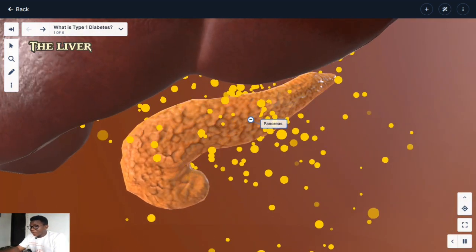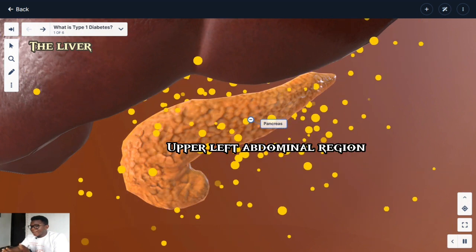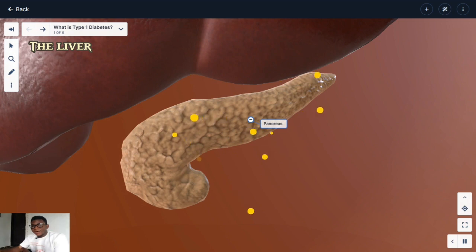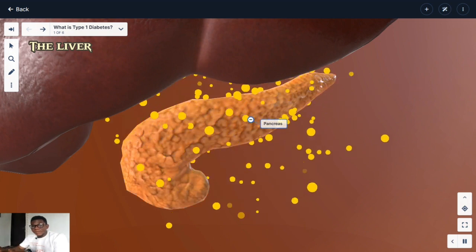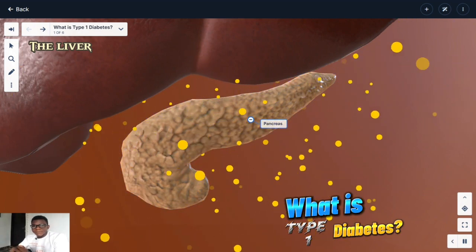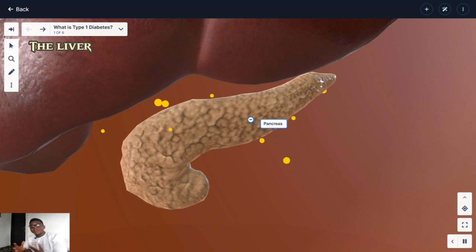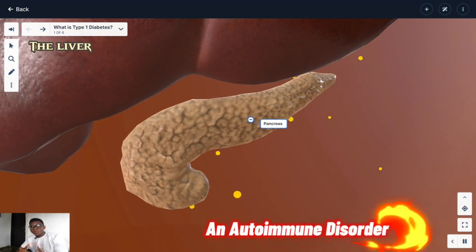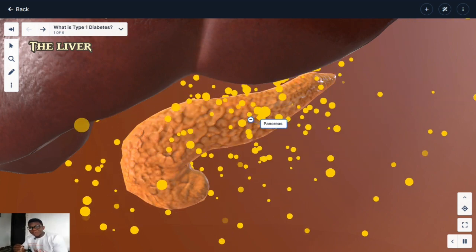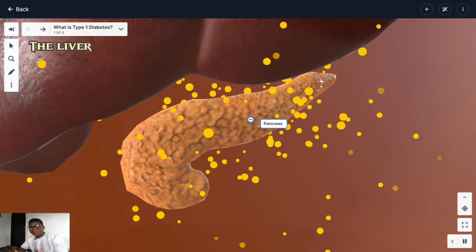This is the pancreas, located in the upper left abdominal region, sitting just below the liver. Now, this brings us to the focus of this video, which is what is type 1 diabetes? Well, it has been described as an autoimmune disorder that is characterized by insufficient production of insulin.